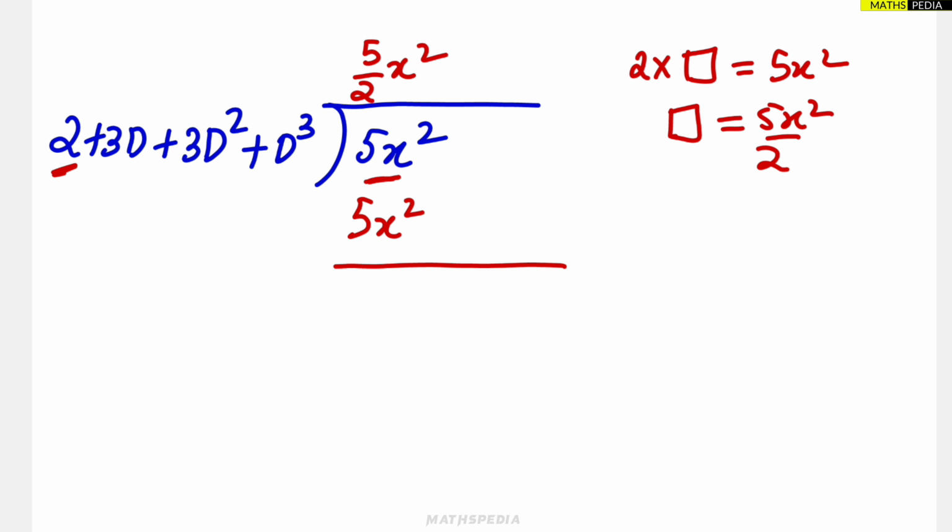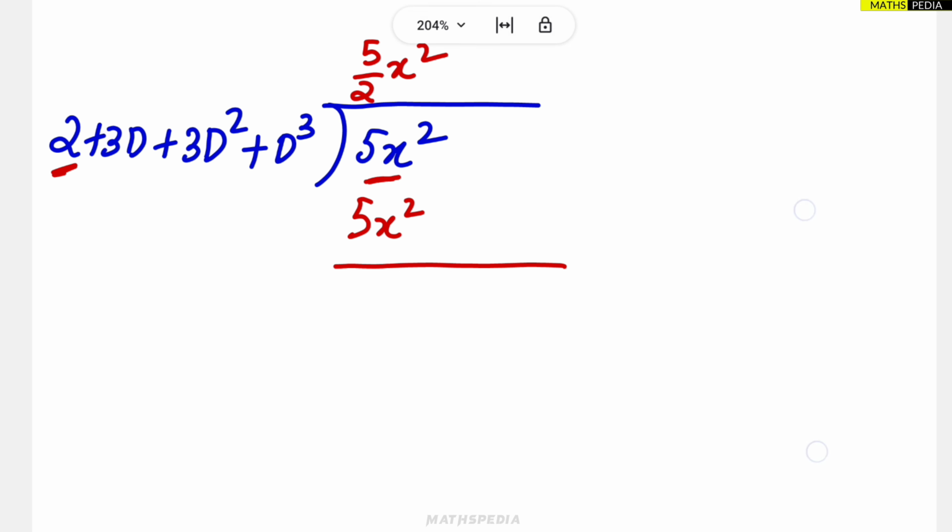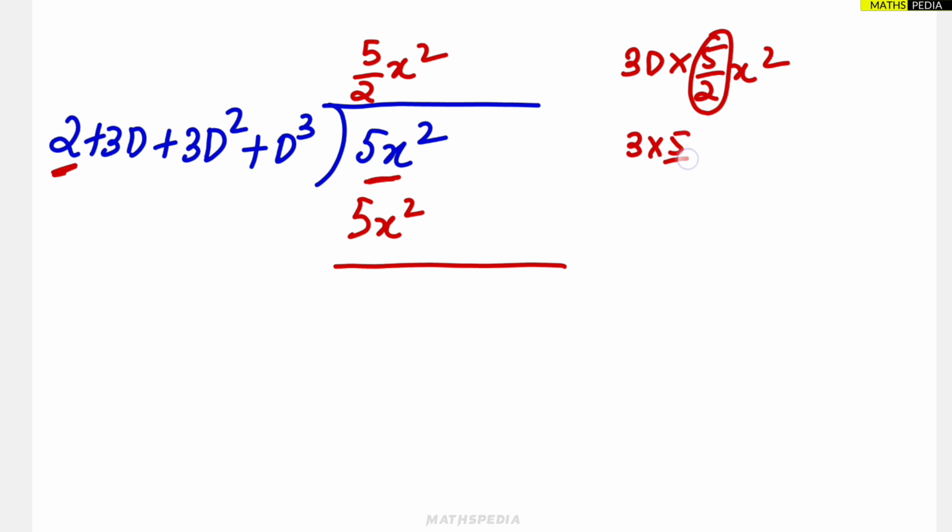Now it is not completely done because this has to be multiplied with this thing, this thing, this thing, all the three terms, because I have already multiplied 2 here, right? 2 multiplied and wrote it here, but I have to multiply with other remaining terms. So it will be 3d into 5 by 2 x square. So 5 by 2 you can take it outside, and d meaning is what? Differentiation, right? D by dx. So differentiation of x square is 2x. 2 to cancel, what is remaining? 15x. So that 15x has to be written over here.